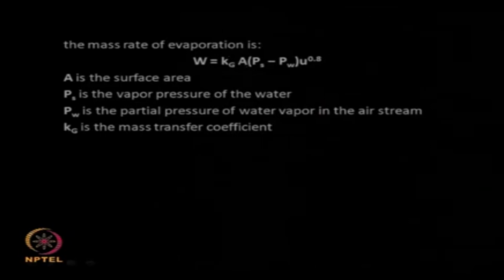that means the area exposed to the air. Ps is the vapor pressure of water, whereas Pw is the partial pressure of water vapor in the air stream. So Ps minus Pw is the driving force for water to evaporate into the air stream from the solid. U comes in here because there are turbulence forces which increase the mass transfer coefficient, that means the transfer of the water vapor from the solid surface to the bulk of the air.